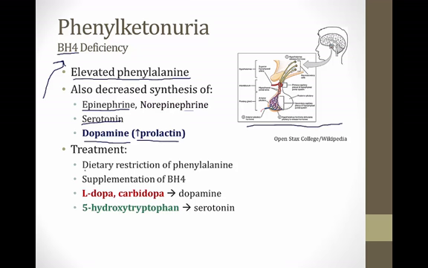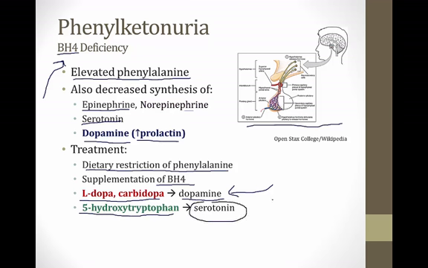The treatment is similar to classic PKU in that you need to restrict phenylalanine in the diet, but in addition, you need to supplement with the BH4 cofactor. Children with this variant of the condition are also administered L-Dopa carbidopa. This is a Parkinson's drug. It can result in increased dopamine levels in the CNS. We're going to talk more about this later in this module. And then finally, children with this variant of PKU often take 5-hydroxytryptophan, which is a precursor of serotonin and can help to boost the serotonin levels.